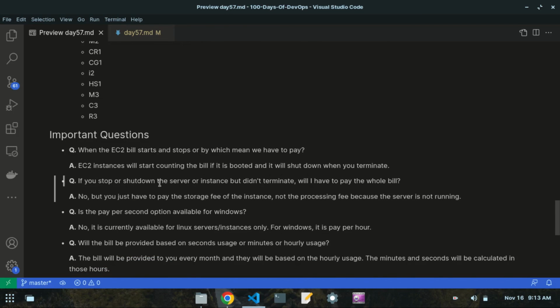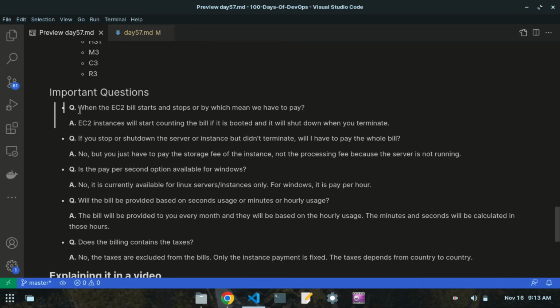So let's take a look at the important questions. The first question is: when does the EC2 bill start and stop, or by which means do we have to pay? Basically it is asking when the billing will start or stop. So EC2 instances will start counting the bill when they are booted up, and it will stop when you shut down or terminate them. The bill starts counting when you boot up. So that's why the billing will start and stop.